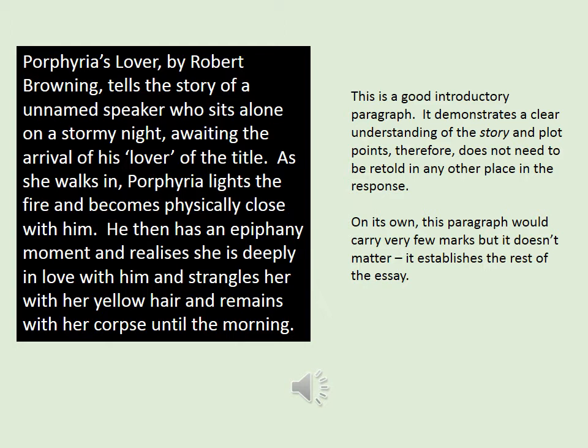Porphyria's Lover by Robert Browning tells the story of an unnamed speaker who sits alone on a stormy night awaiting the arrival of his lover of the title. As she walks in, Porphyria lights the fire and becomes physically close with him. He then has an epiphany moment and realizes she is deeply in love with him, and then strangles her with her yellow hair and remains with her corpse until the morning.